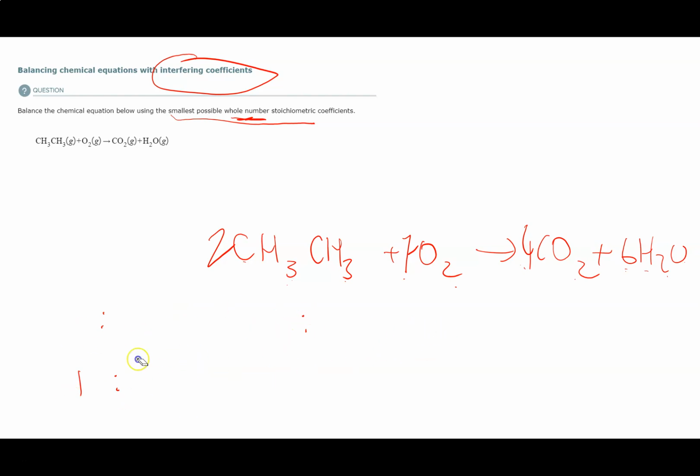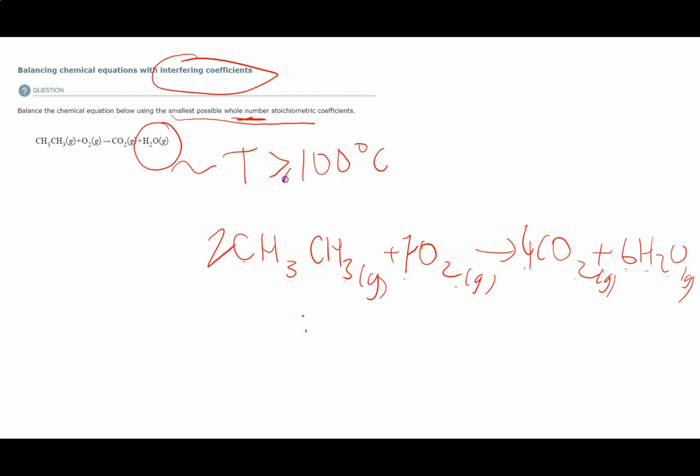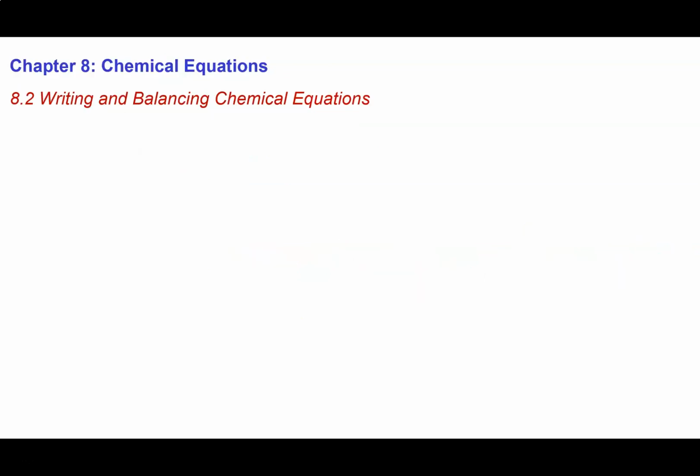Now, this equation was written with the state symbols included. So when I write it out, I should also include the state symbols. But I didn't want to do that until I'd finished balancing. Now, because the water here is present as a gas, I know that this reaction is going to get hot. So it has to be above the boiling point of water. Okay, so that's some systematic procedures for writing and balancing chemical equations.